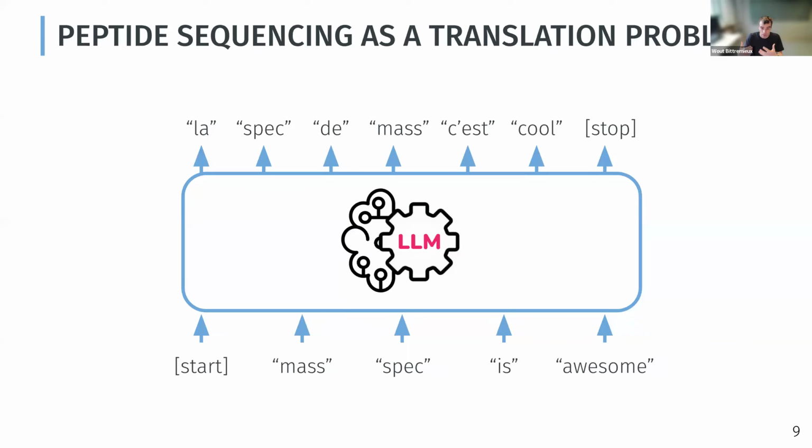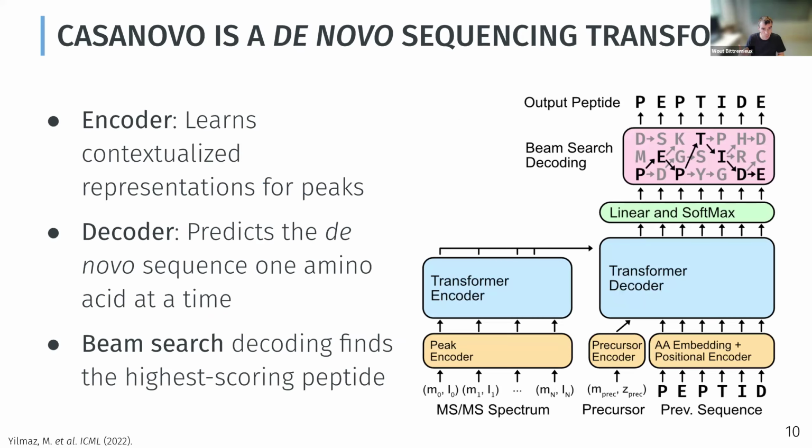And by positioning this problem in such a way, we can use recent advances in deep learning and large language models and apply these to the de novo peptide sequencing problem. And that's exactly what we did. Our tool is called Casanovo. So this is a transformer-based de novo peptide sequencing model.